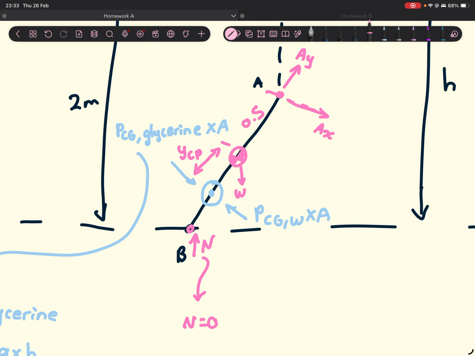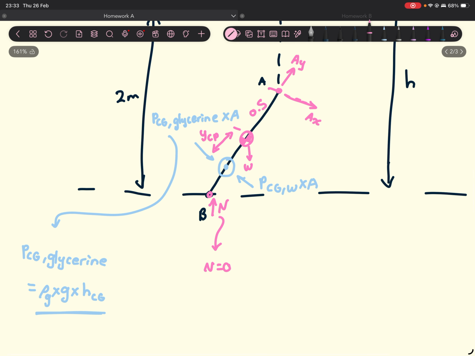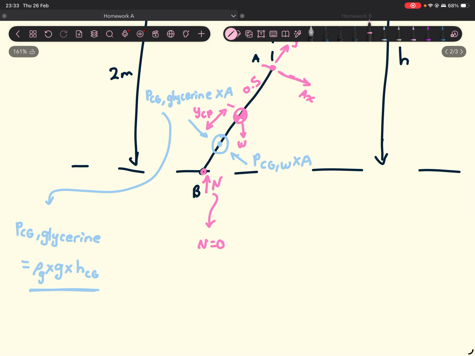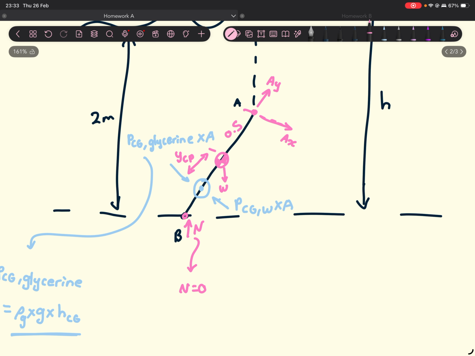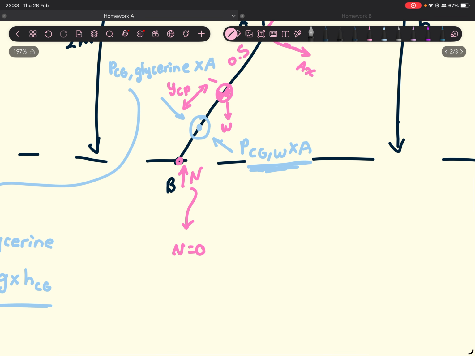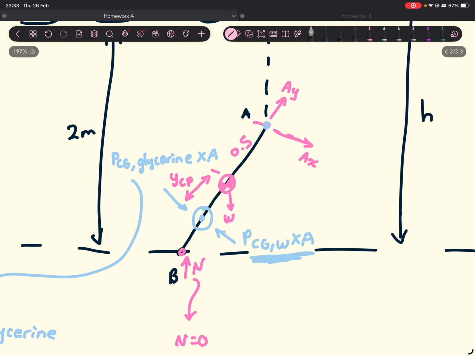Cool. So what we're going to do to find H is we're going to try and take sum of moments at A, right? So we're going to take sum of moments at A, and that's going to leave us with PCG times A, and then PCG of water times A, and then PCG of glycerin times A, multiplied by the respective moment arms. And then we also have the weight over here, so we're going to have the weight multiplied by its moment arm, and then in the end we're going to get a long equation, and we want that long equation to be in terms of H.